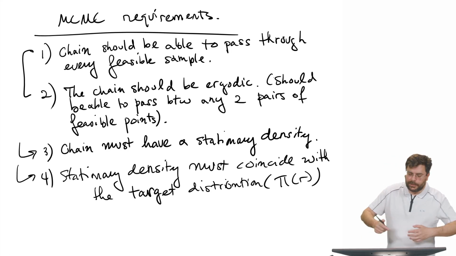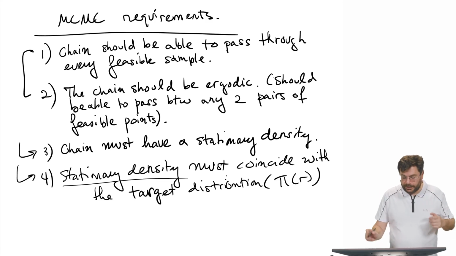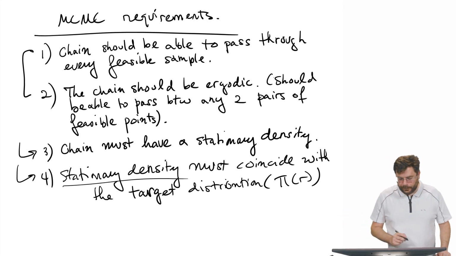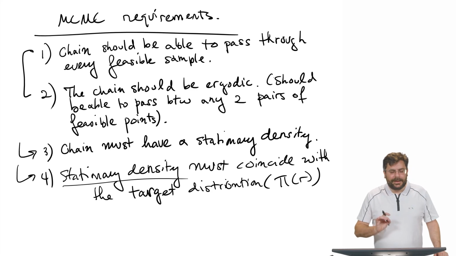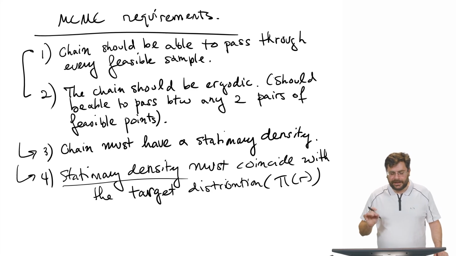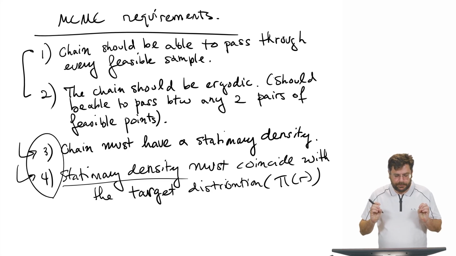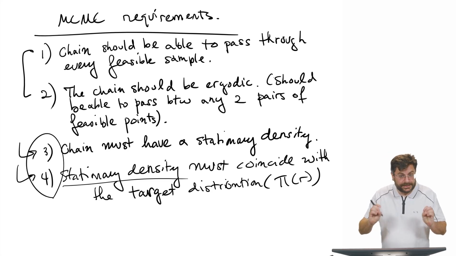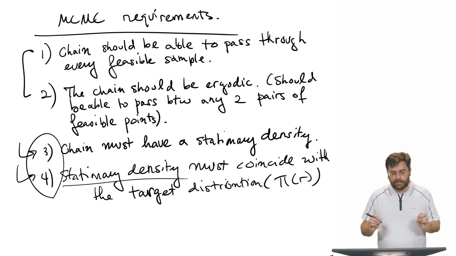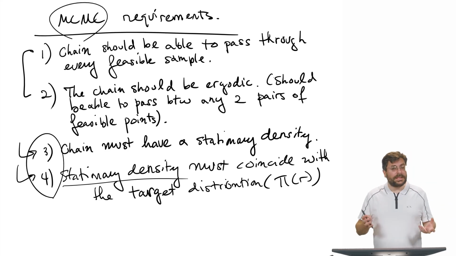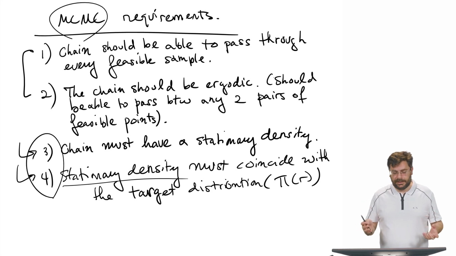So the pi of r that you want to draw a sample from should coincide with the stationary density that you're exploring. At this point in the chapter, we discuss how these two requirements precisely give rise to the acceptance probability, which will be the most important criterion used in MCMC. We won't delve into these in very much detail here.